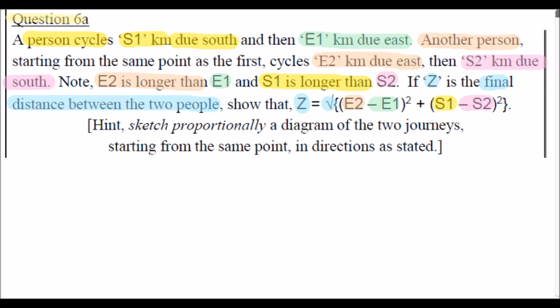Hint in the question is to sketch proportionally the diagram of the two journeys, commencing from the same starting point in the directions as stated above. You should ultimately form a right-angled triangle from which you can use Pythagoras' theorem to determine the distance between the people, labelled as Z. I would encourage you to stop the presentation and attempt question 6a, but the full worked solution is shown on the following slide.